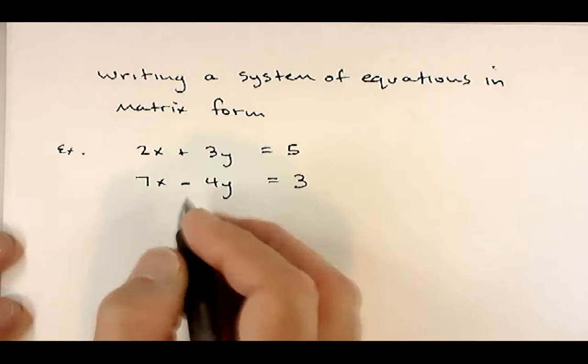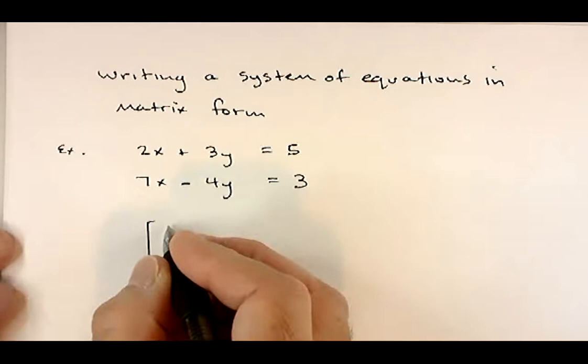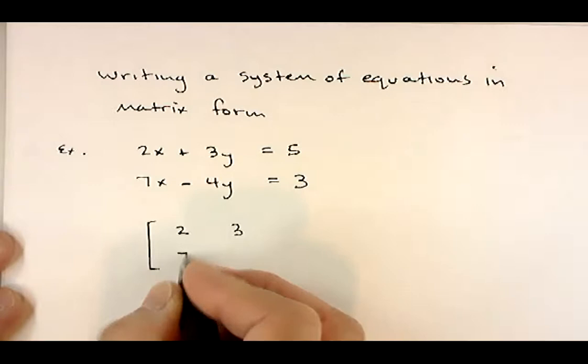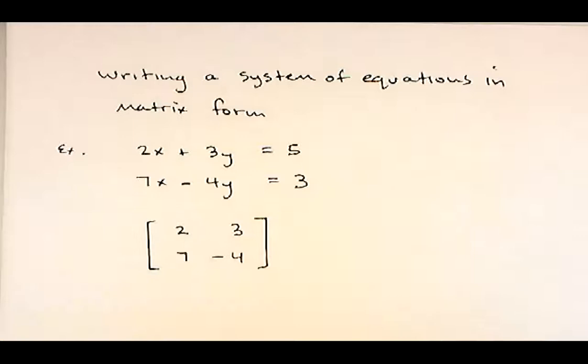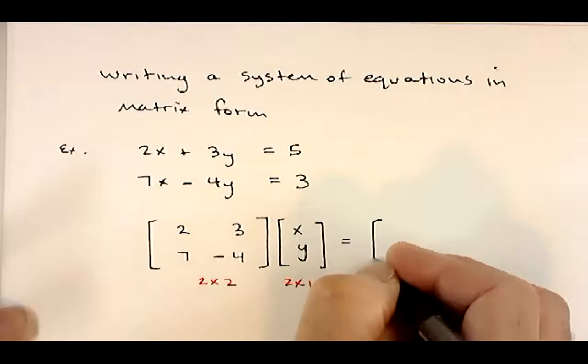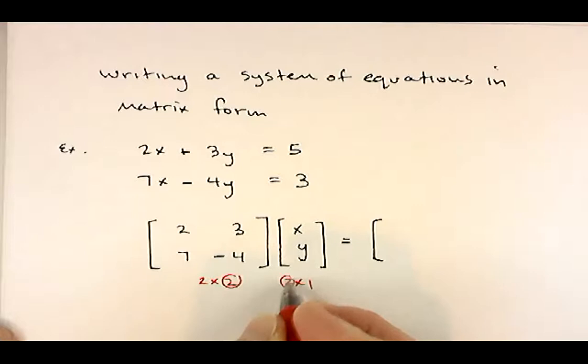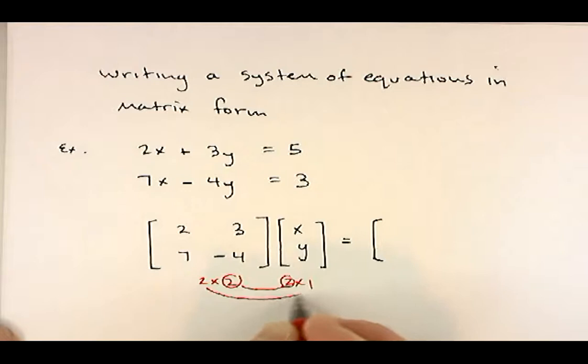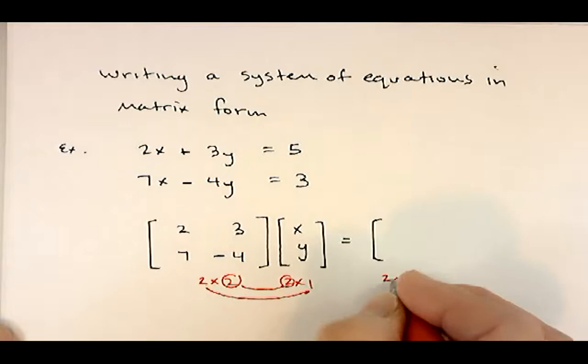So let me show you how this looks. This same system could be expressed like this. I could take the matrix made up of the coefficients of x and y, 2, 3, 7, negative 4. Remember matrix dimensions, that's a 2x2 matrix. Multiply that by a 2x1 matrix made up of x, y, and that will equal... remember, if these two inner numbers match up, we can multiply the matrices, and the dimensions of our answer will be the outer numbers. So I'm going to end up with a 2x1, and that 2x1 would be 5, 3, my answer.